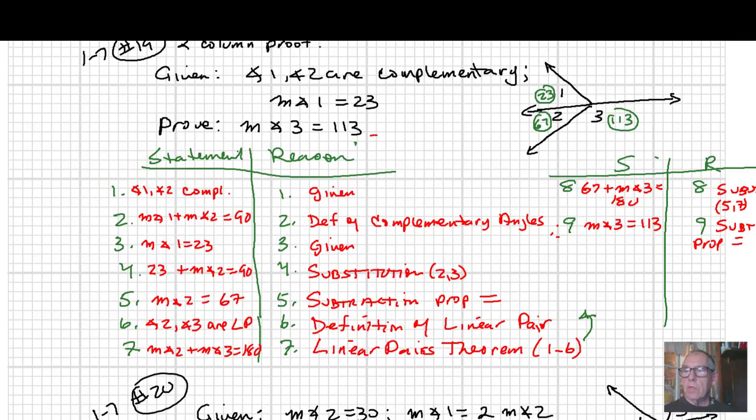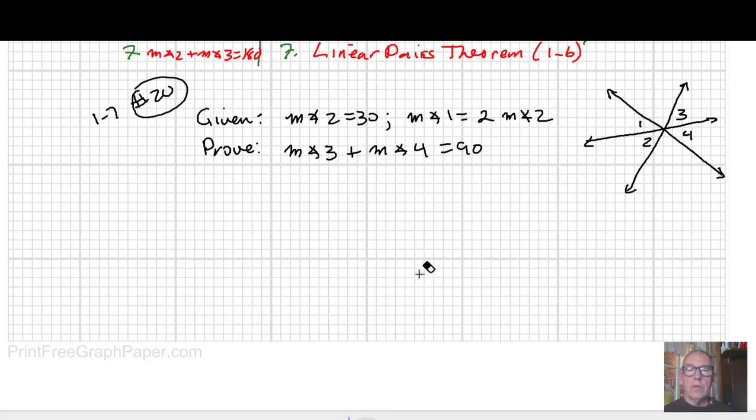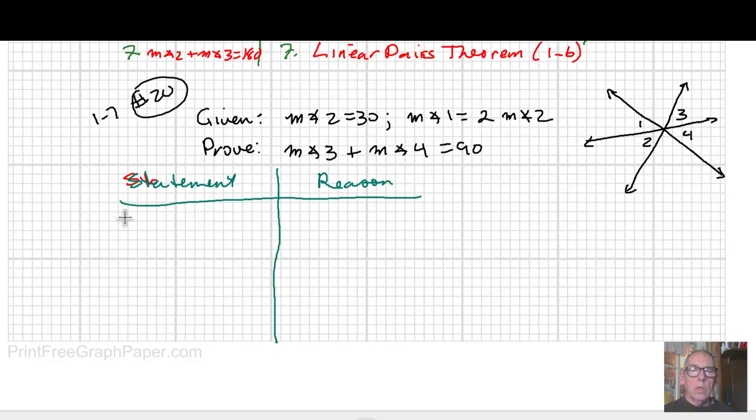Let's look down here at the bottom. Okay, so got to do a 2-column. So we got statement. Let me change colors. Reason. This one might not be, we'll see how long it is. It's hard to predict.